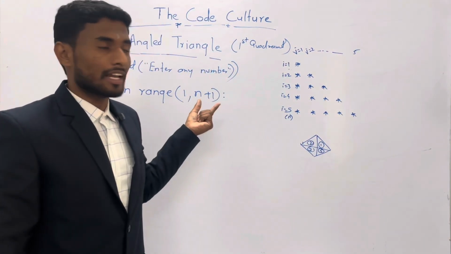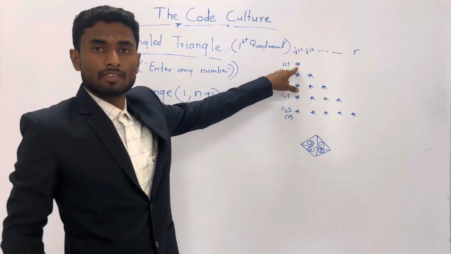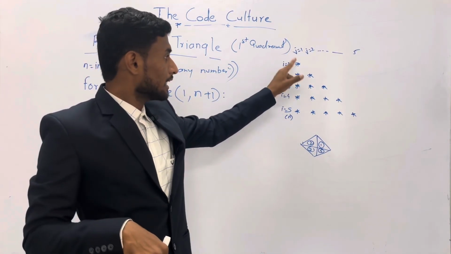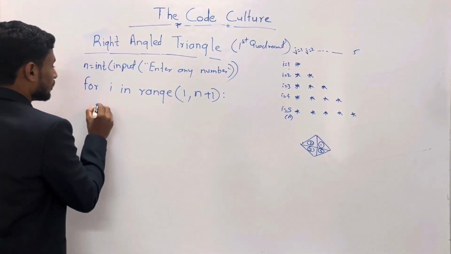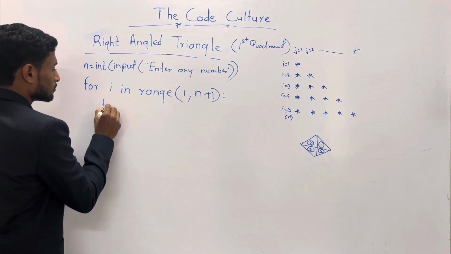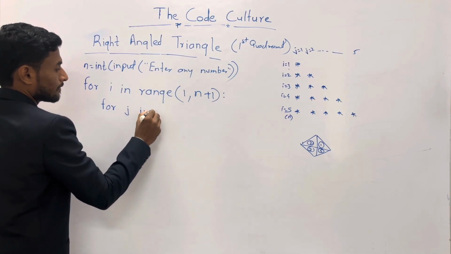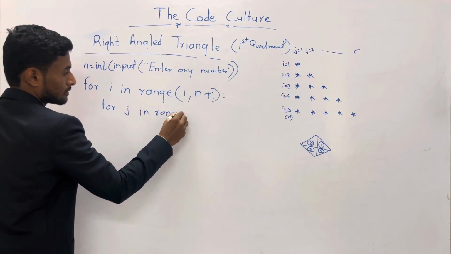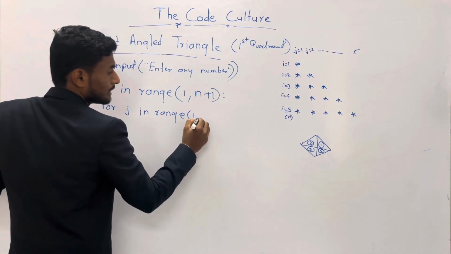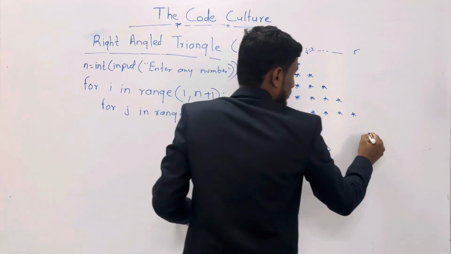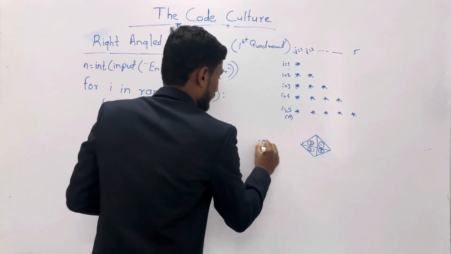So if my value of I is 1, then we are printing 1 star. If value of I is 2, then I am printing 2 stars. So for that logic, take another for loop, that is inner for loop. We are taking j as a variable there. For j in range, what is the limit? So I am taking here, suppose I and j.